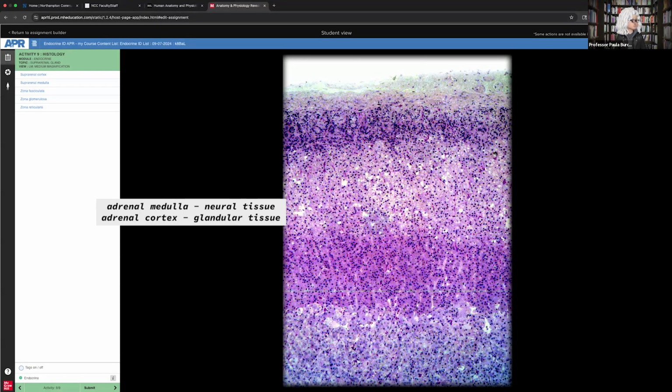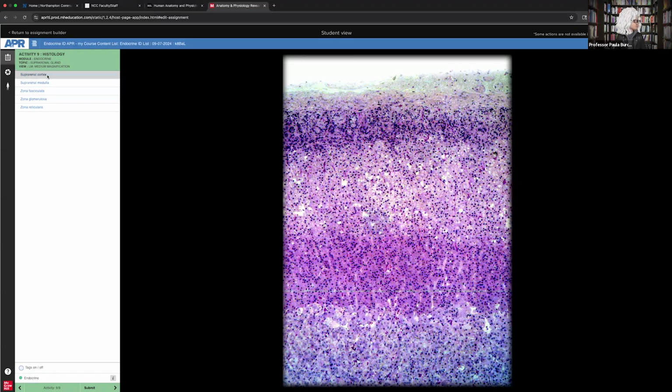Now, from here, all the way up to here, you are going to have the adrenal cortex. Do you see the purple staining area here right underneath the capsule? This is going to be the zona glomerulosa. You get into this lighter staining area. This is going to be the zona fasciculata. And now you get into this darker staining area. That will be the zona reticularis, immediately adjacent to the adrenal medulla.